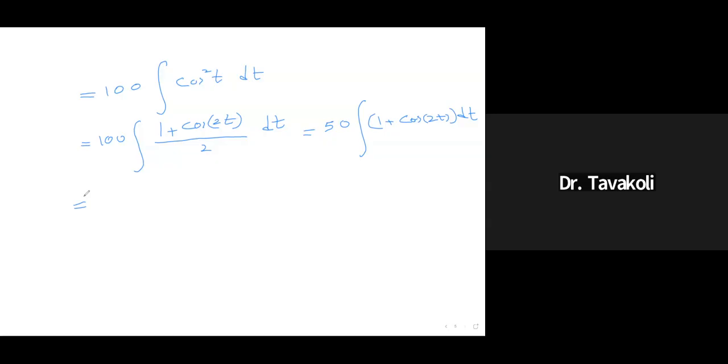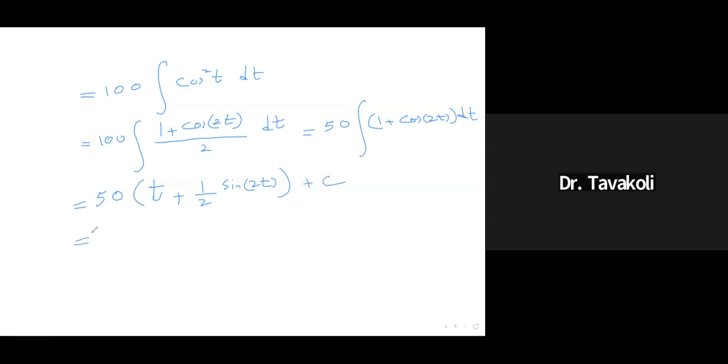Antiderivative of 1, so this 50 times, antiderivative of 1 is t. We are integrating with respect to t, so the antiderivative of 1 is t. Antiderivative of cosine of 2t, do you remember when we had cosine of k times the variable? Antiderivative is 1 over k sine of k times the variable. So antiderivative of cosine of 2t is 1/2 times the sine of 2t, and then plus c.